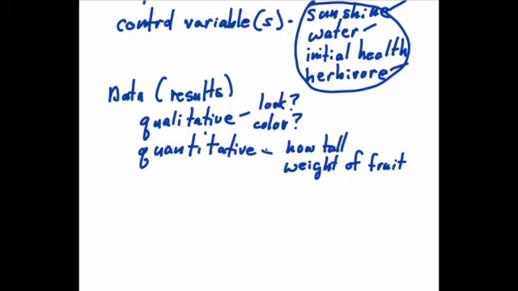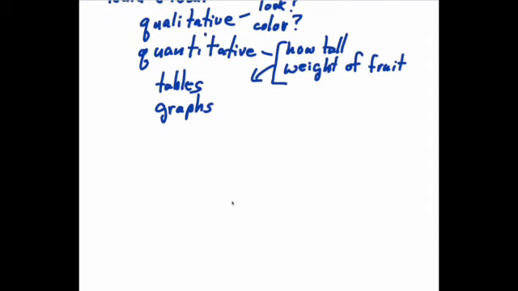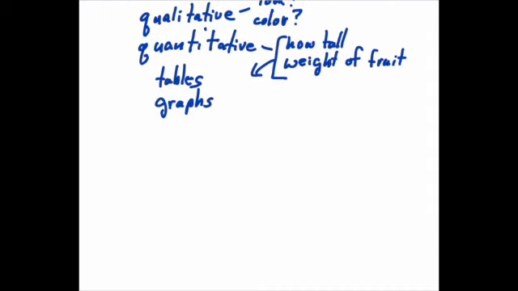All right, so, and of course, once we get quantitative data, generally we're going to present that quantitative data in the form of tables and graphs. All right, and we're going to learn about those in a future lab. All right, so data can be qualitative, quantitative. And then the other thing we should talk about is dependent versus independent variables.